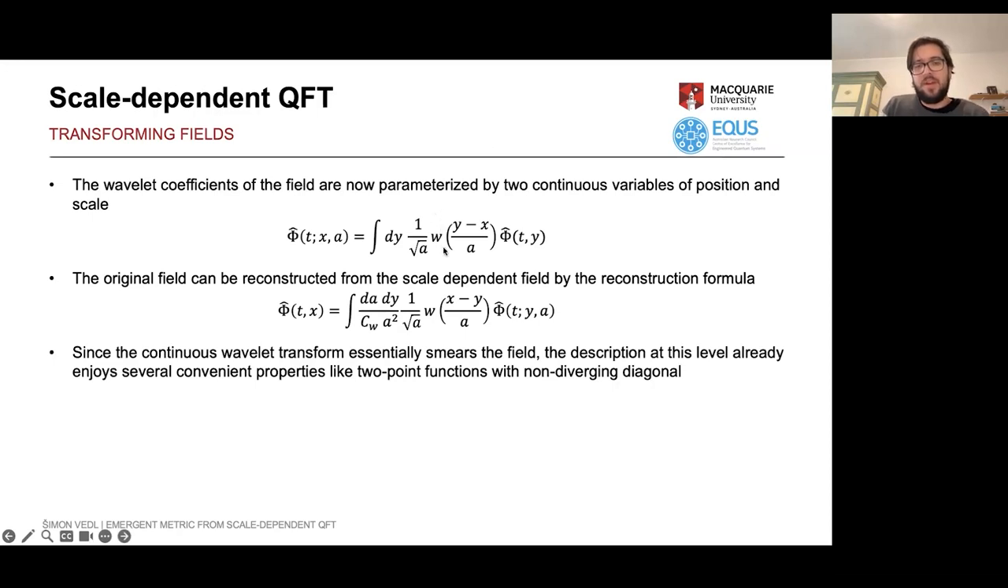If you subscribe to the interpretation that quantum fields are operator valued distributions, then what the wavelet transform does is essentially smear out the field. Well, that's my explanation at least for it. And that makes all these two-point functions convergent when you take the coincidence limit, which is not really the case in usual QFT. So already at this point there is something nice about this description.